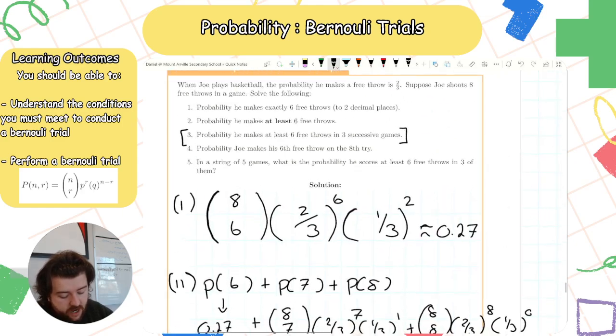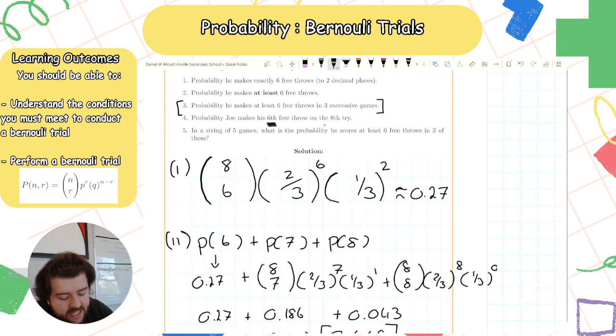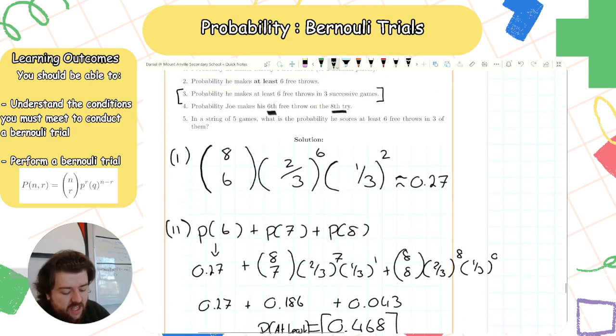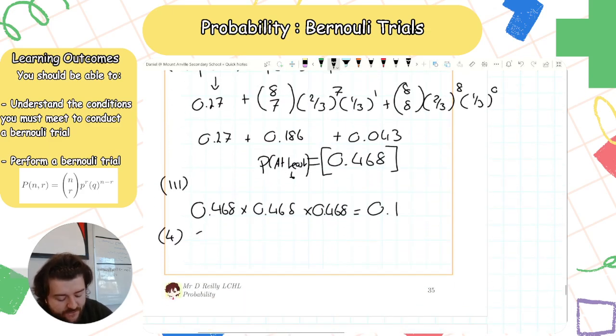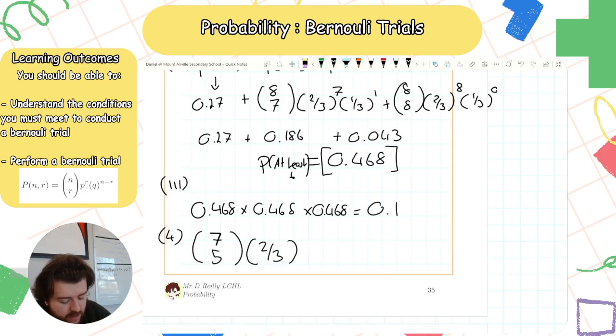The fourth question here now. The probability he makes his 6th free throw on his 8th try. Okay? So this is a tricky one. So we want to imagine now he's doing his 8 free throws. But we want to now calculate the probability: what's the probability he does his 6th one on his 8th try? So that means for the first 7, he only scores 5 times, and he misses twice. That's the first 7 goes.